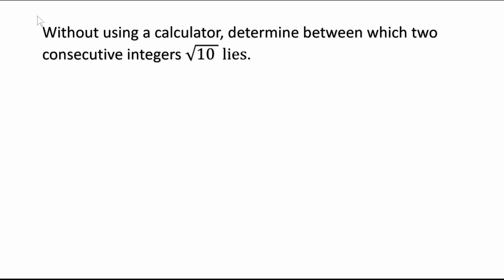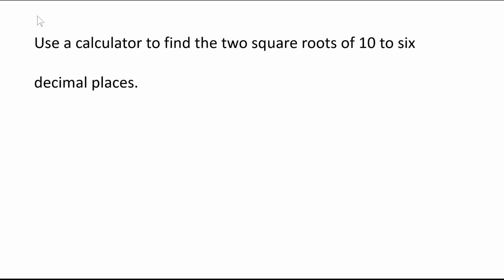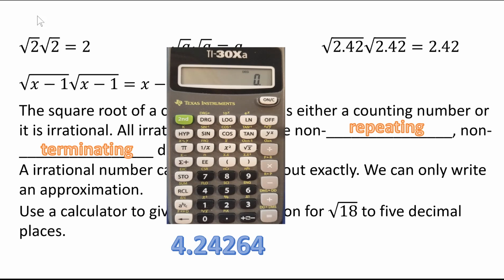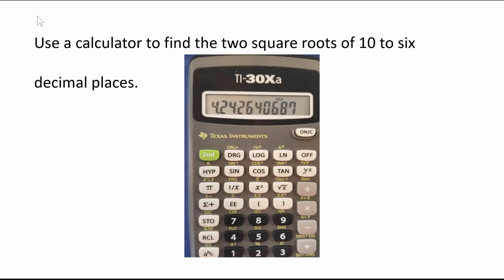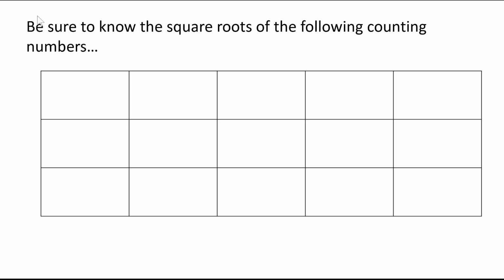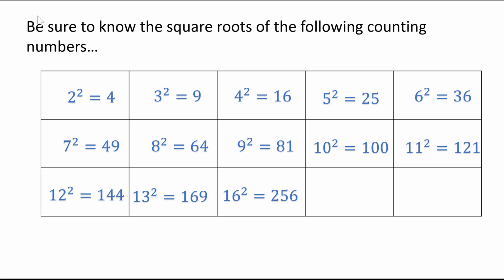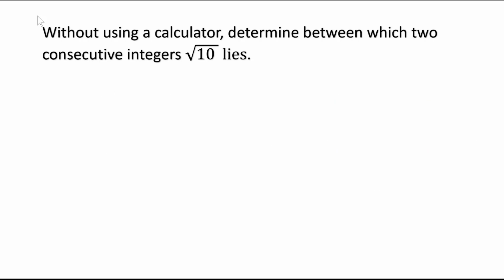All right, and we just did a problem where we found out the square root of 10, sorry, let's get back to that. Yeah, we found out that the square root of 10 is about 3.162278. So we already know that it is between 3 and 4. But let's see how we would figure that out if we didn't use a calculator.